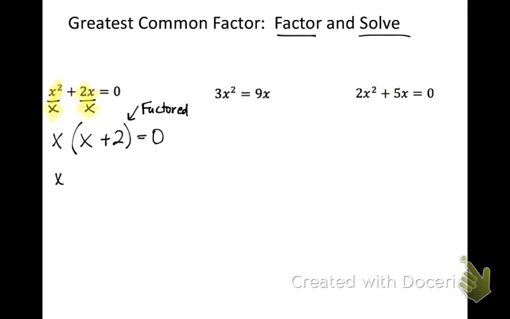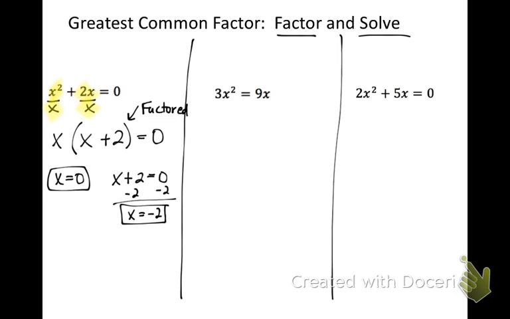To solve it, I'm going to set each of the pieces equal to 0 and solve. Well, that first one was pretty easy. Setting x equal to 0, I just got x equals 0. And the next one, I'm going to get -2. You should always expect two answers on quadratics.